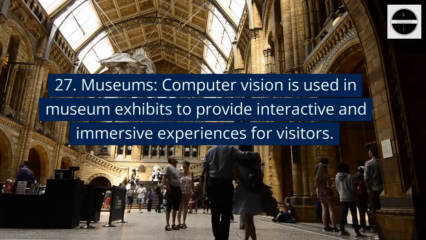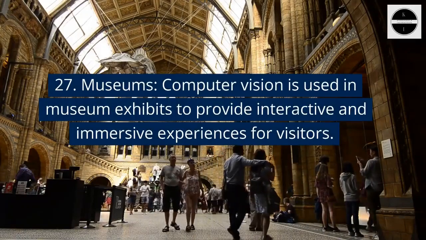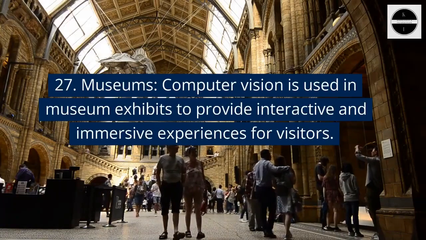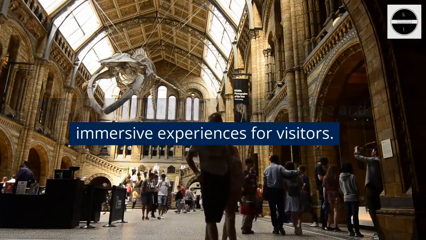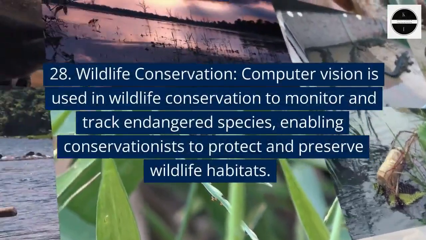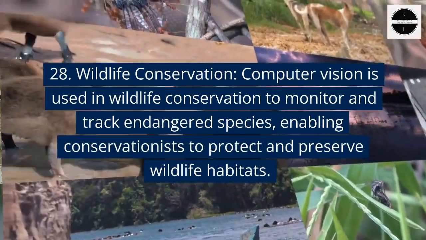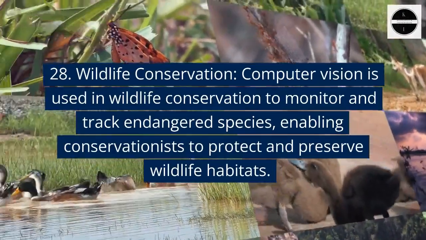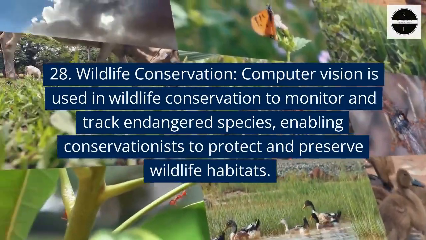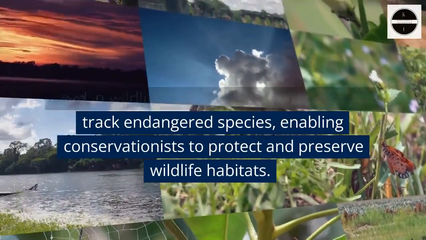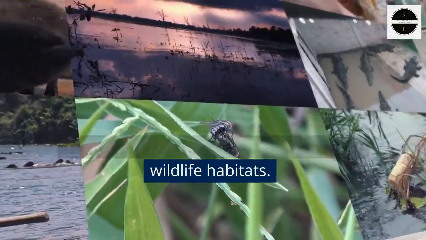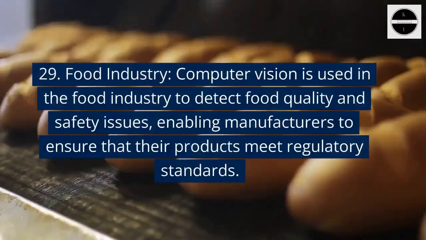27. Museums. Computer vision is used in museum exhibits to provide interactive and immersive experiences for visitors. 28. Wildlife conservation. Computer vision is used in wildlife conservation to monitor and track endangered species, enabling conservationists to protect and preserve wildlife habitats.